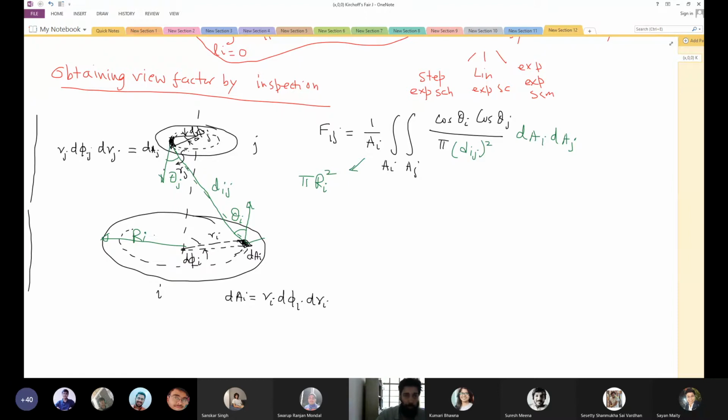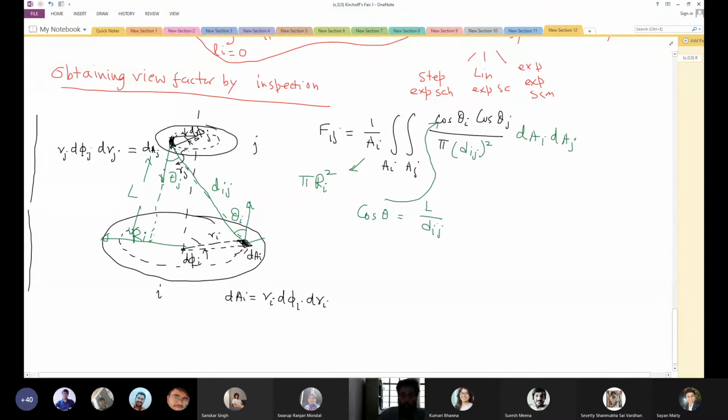So now what is this cos theta? If I extend it till this one, this is L. So cos theta equals L divided by dij. This is the base, this is the hypotenuse. So cos theta i equals cos theta j equals L over dij. If I substitute this here, I get only one unknown in the entire equation now, which is dij.